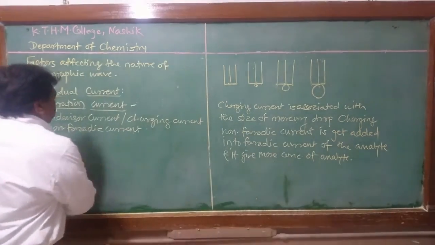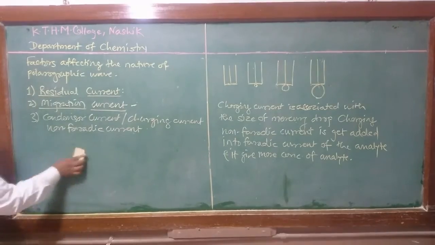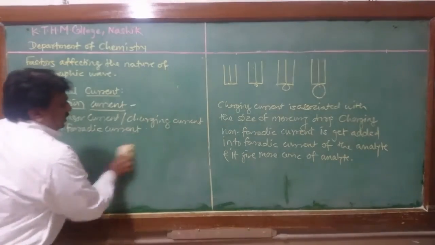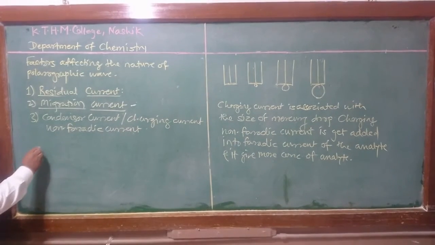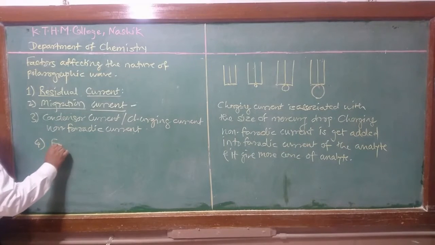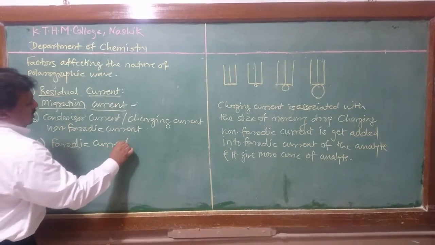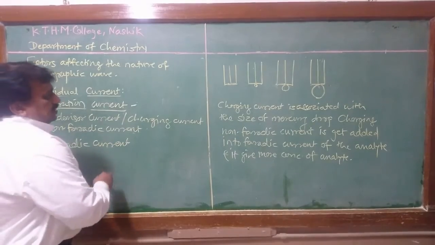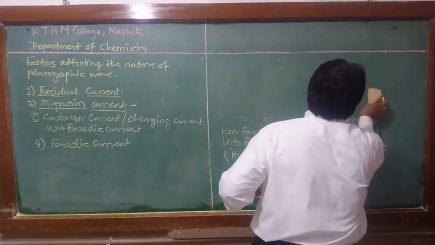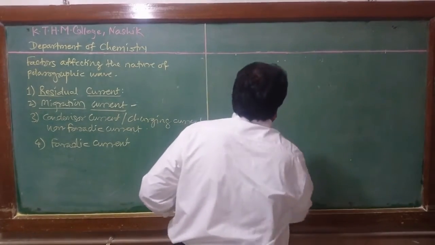Now the next factor that determines the magnitude or nature of the polarographic wave is the half wave potential, but before that we can discuss the diffusion current or Faradic current. Faradic current in polarographic analysis is the current which is because of the reduction of the analyte species.